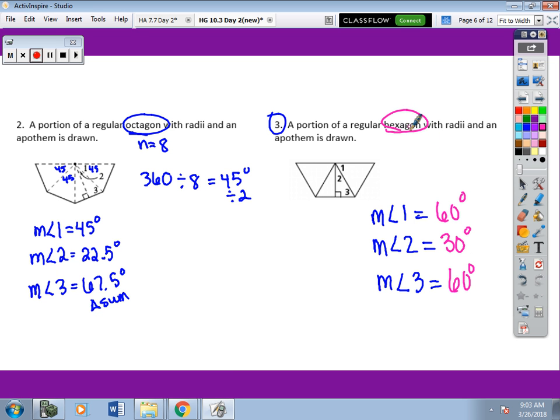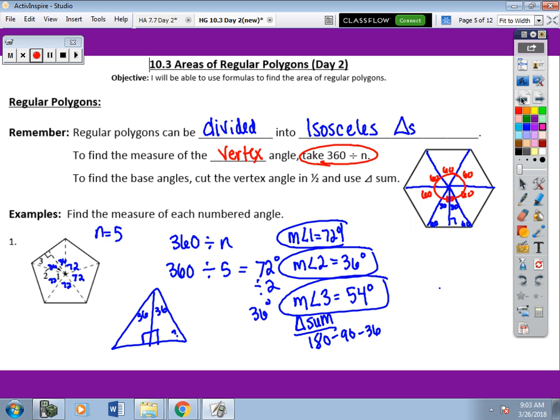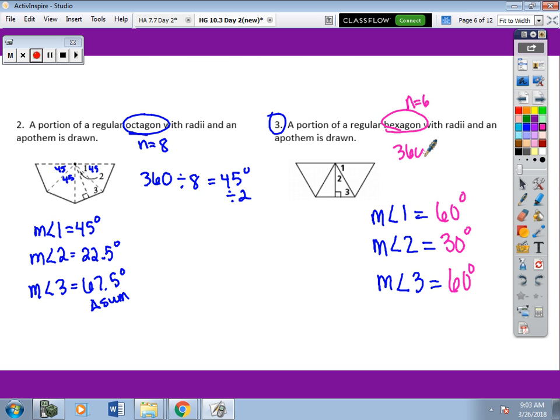So this one was a hexagon, which means we have 6 sides. And this one was kind of like this one we did. We didn't really do it, but we kind of talked about it. And then whenever we cut that in half, we do get our 30. And then doing our triangle sum, this would be 60. Who remembers the formulas for a 30, 60, 90 right triangle? Because we're going to need them today. Maddie?